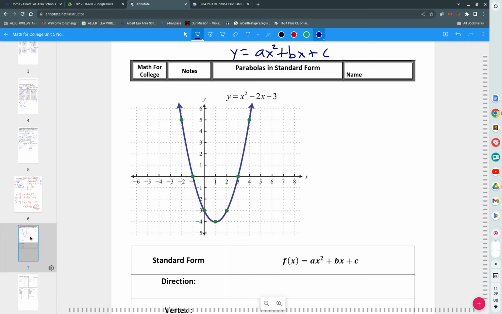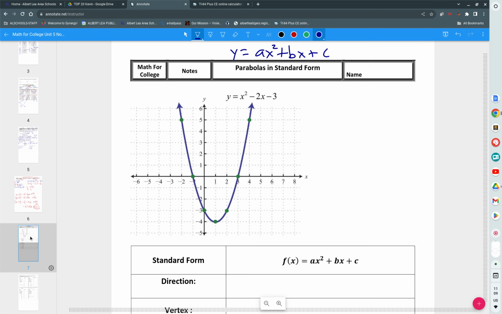Y equals ax squared plus bx plus c. Okay? So, when parabolas are in this form, these letters in front, a is the one in front of x squared, b is the one in front of x, and c is the one at the end. They can tell us important things about the graph.